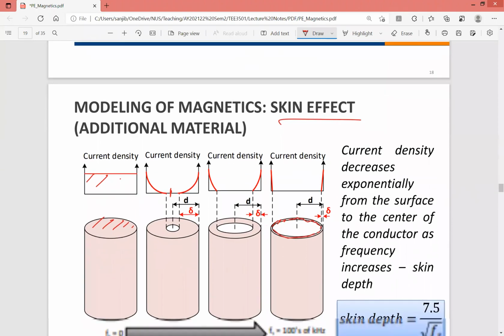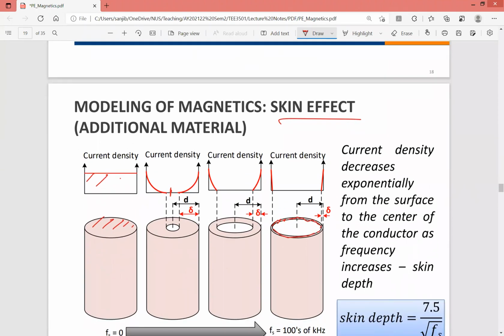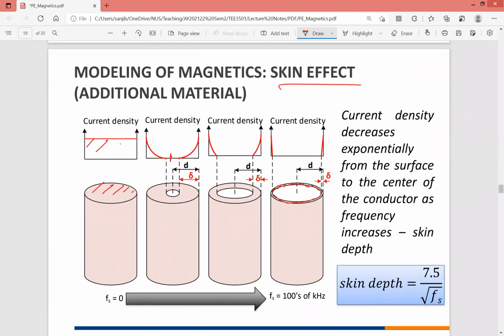In fact, we are operating at a few hundred kilohertz. There is a formula given, where Fs is in hundreds of kilohertz. So how many 100 kilohertz? You take the square root of that, and that's basically the depth. The depth, delta here, is the skin depth.